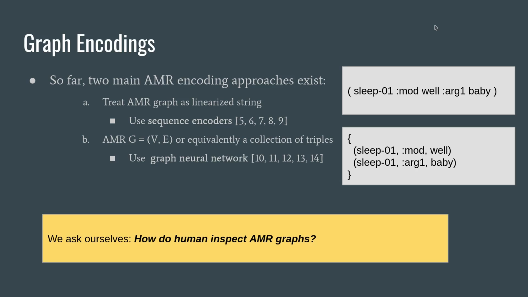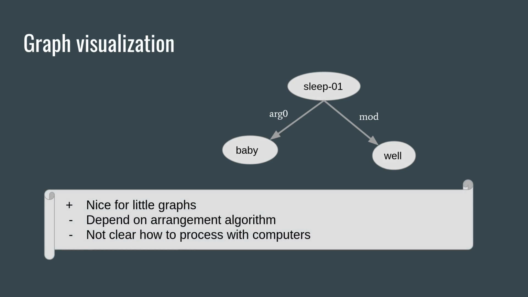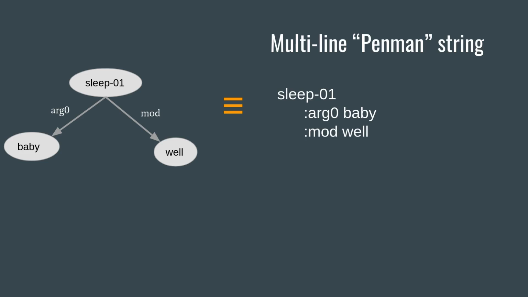But in our work, we ask ourselves, how do humans actually inspect AMR graphs? Maybe we could learn something from that. Well, what's pleasant for the eye is the AMR as a graph visualization. Here we have the baby sleeps well as a little graph, and this is nice for little graphs, but it depends on an arrangement algorithm that places the edges and the nodes, and it's not clear how to process this with computers. And if the AMR graph gets more complex because the sentence is more complex or longer, depending on the arrangement algorithm, we might quickly get lost in a jungle of nodes and edges.